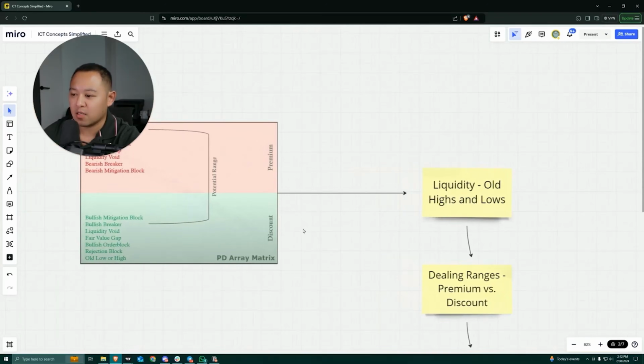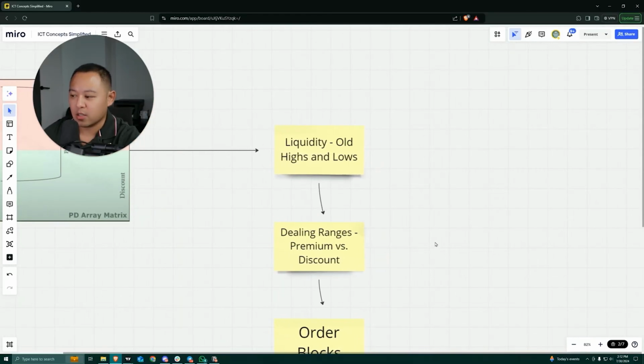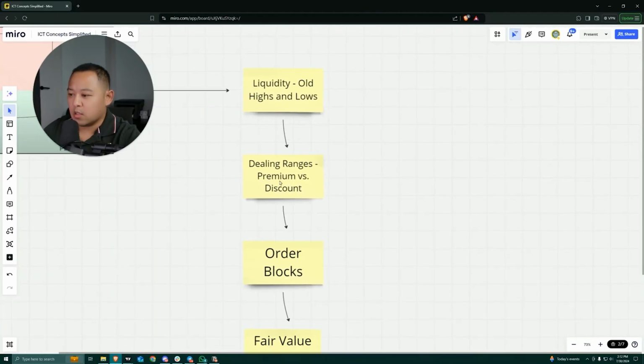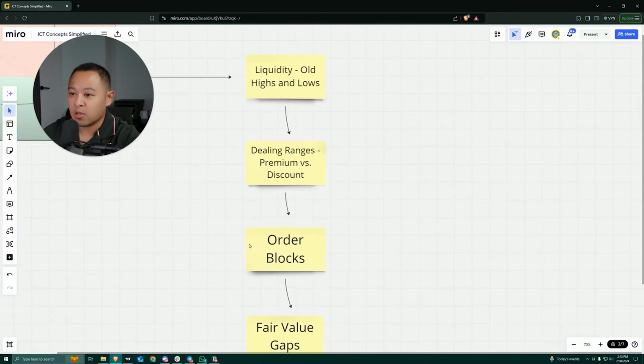You can't just take this information, plot it on your charts and just assume that you're doing it correctly, because that's where the gap is between theory and execution. All right. So once we figure out the premium discount, right, then there's the order blocks. So order blocks obviously are opposing candles prior to price runs, in a nutshell.